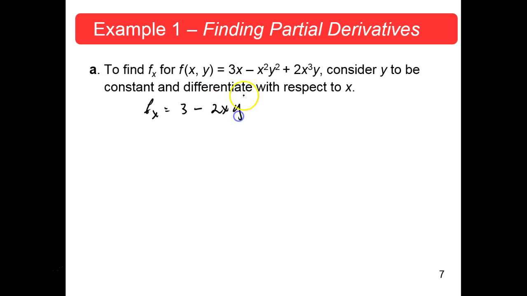2x y squared. Treat the y squared as if it's constant, just like if there had been a 3 in front of that, that would have been 2 times 3. Well, y squared is just a constant, so treat it as a constant and leave it alone: 2x y squared. Don't derive it, just leave it. Next: 6x squared y. Consider y to be a constant, differentiate with respect to x.